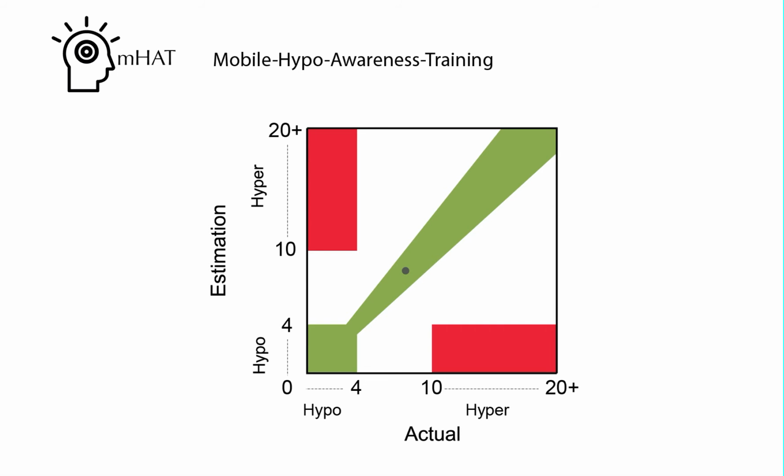So on this screen, for example, the person estimated their blood glucose was around about 9 millimoles per litre, and that matched what it was when they checked it. So the green section of the grid indicates that they were accurate in their estimation.